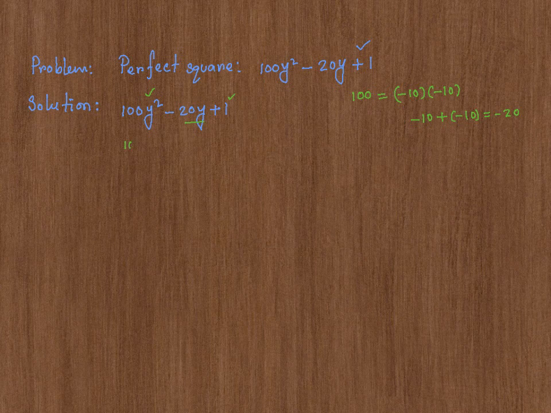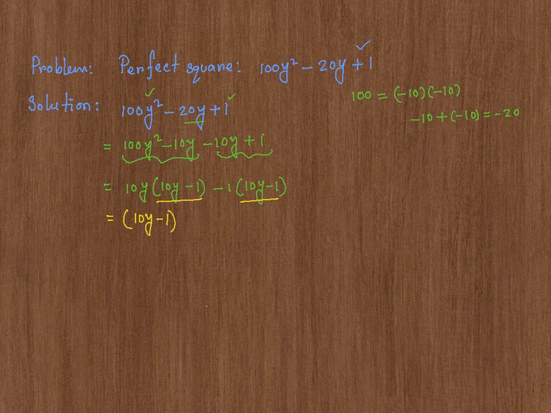So 100y square minus 10y minus 10y plus 1. Between the first two, I could factor out 10y. That's going to give me 10y minus 1. And between the second two, I could factor out negative 1. That's going to give me 10y minus 1. Now, please note that 10y minus 1 is common in both the terms, so we could factor that out. It's going to be 10y minus 1.